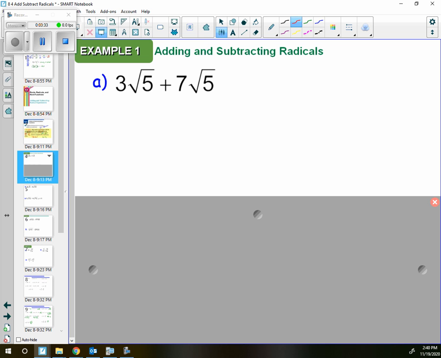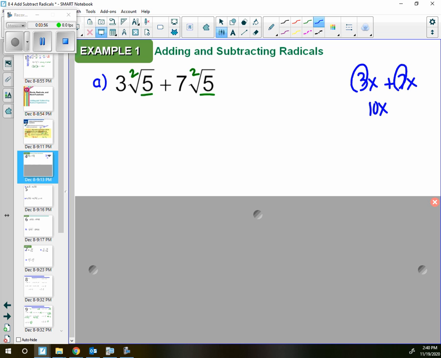All right, so first one, I see 3 square root of 5 plus 7 square root of 5. So they're both square roots, yay, and the expression underneath, the radicand, is the same. These are definitely like terms. Now, how do we put like terms together? I'm going to write a different problem here. What if I just said, hey, can you do 3x plus 7x for me? What would you do? Well, you would say, I'm going to put the 3 and the 7 together, and I'm going to call that 10x.